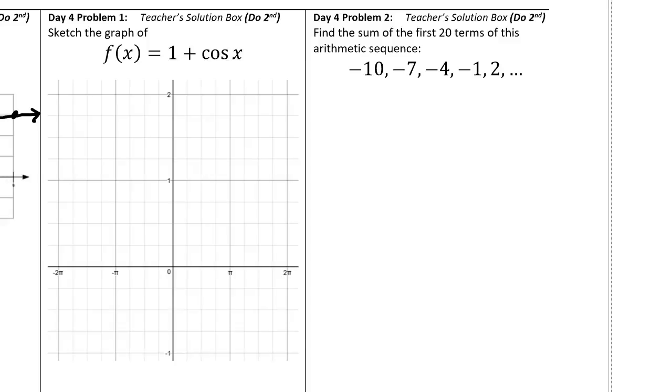Here's the answer for day 4, problem 1. Sketch the graph of this cosine function. This has a vertical shift up 1, and so I'm going to draw a dashed line crossing at 1. This is my new center line of my function.